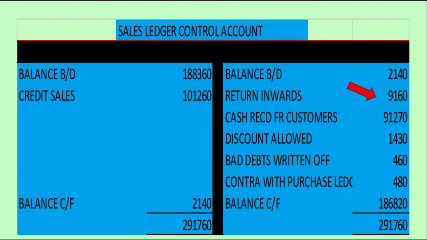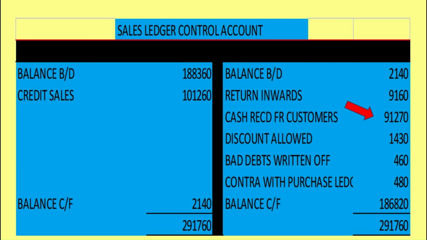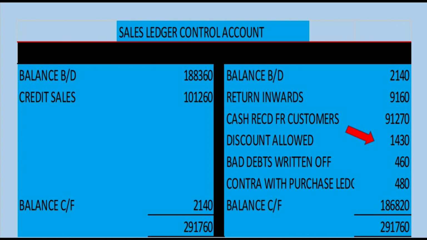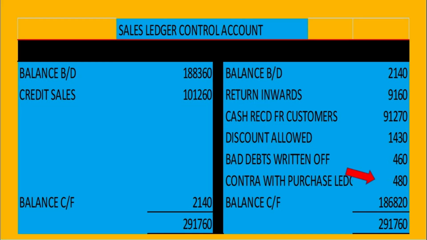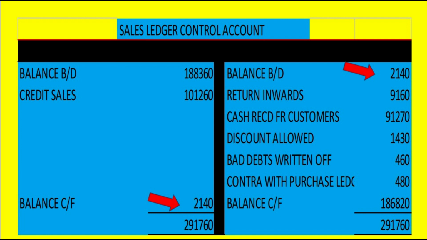Returns inwards account is opposed to sales, a debit. And debtors account credit. Cash received: cash book debit, debtors account, so the sales ledger account, credit. Discount allowed is an expenditure account, a debit. Therefore, debtors account credit. Bad debts is a loss account, a debit. Therefore, debtors account credit. Dear students, next is a contra entry, a set-off entry. Purchases control account. A creditor's account will always have a credit balance. In order to clear that account, it has been debited. Therefore, the debtors account has to be credited. Since nothing had been said about the minority opening balance of 2,140, we repeat it as closing balance.